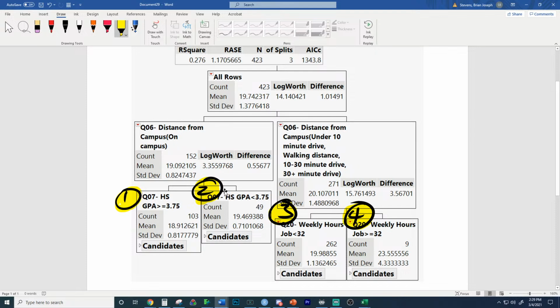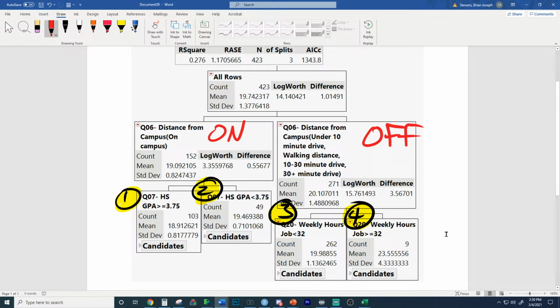Group 1 and Group 2 live on campus. Group 1 lives on campus and has a GPA that is greater than or equal to 3.75. Group 2 lives on campus and has a GPA that's less than 3.75. This group over here, you could basically call the people who don't live on campus. They live either under a 10-minute drive, walking distance, 10 through 30-minute drive, or 30-minute drive. So you can just classify these as on campus, and you can classify these people as off campus. These people over here on the right are off campus people. And down here, we have another variable they're dividing on. You are right, Morgan. Group 4, because these are people who live off campus and are working.